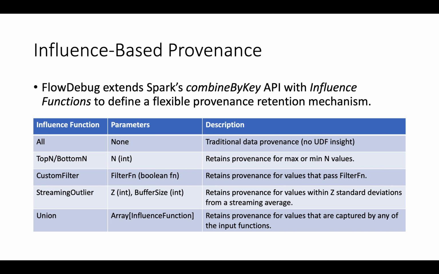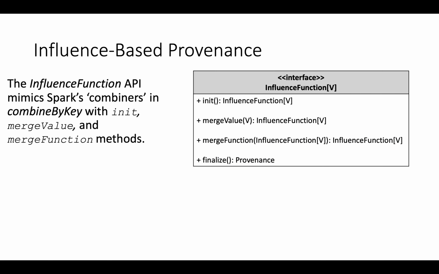In terms of how influence functions themselves are actually implemented, the API there very closely mimics the combiner-like arguments in the combine-by-key method of Spark. In particular, we implement an init, merge value, and merge function method, as well as an optional post-processing method called finalize to support post-processing functionality that may be implementation dependent.